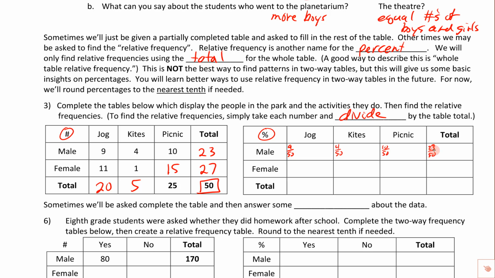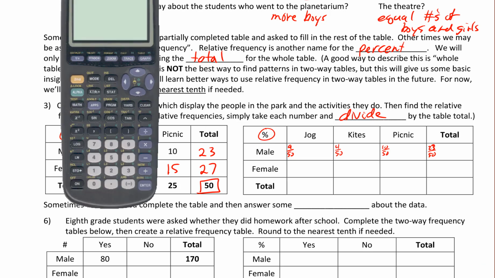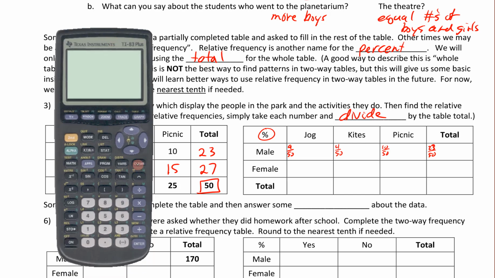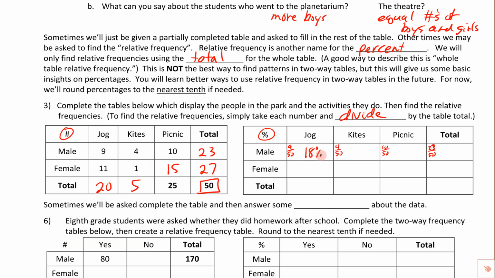Now I'm just going to do that row right here. So I'm going to pull up the calculator and we're going to take a look, because this actually works out pretty nicely. We're going to type in 9 divided by 50, and we hit enter. We get 0.18. Now remember, that is the decimal number that represents the percent. So we're going to move it over 2 places and get 18%. So I'm going to write 18%.